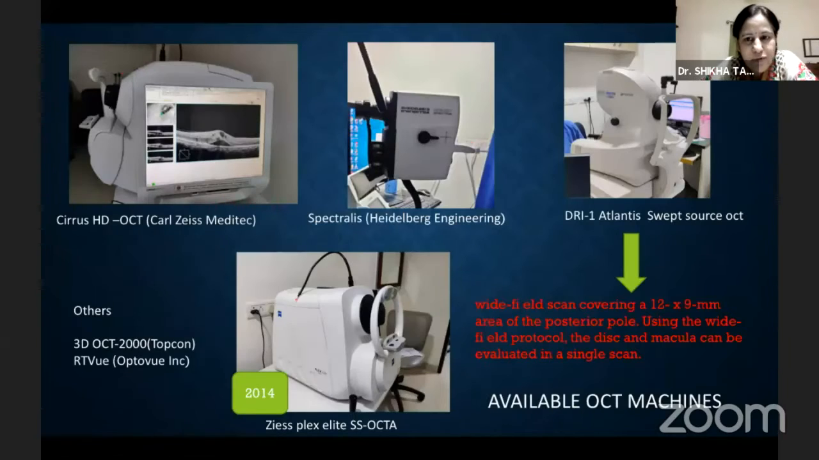To acquaint you with the machines, we have Cirrus and Spectralis, which are the SD-OCT machines. Atlantis is the swept source machine, and Zeiss Plex Elite is the OCT angiography machine.